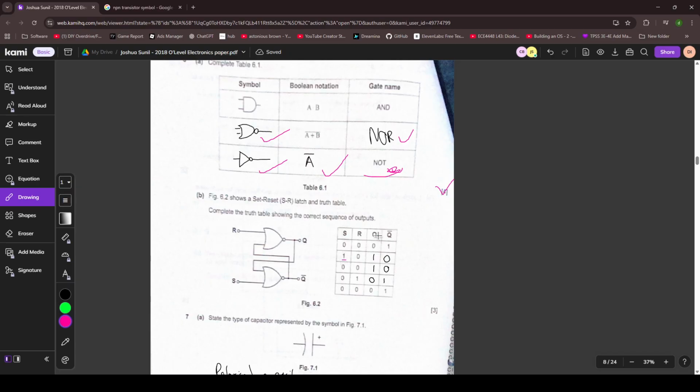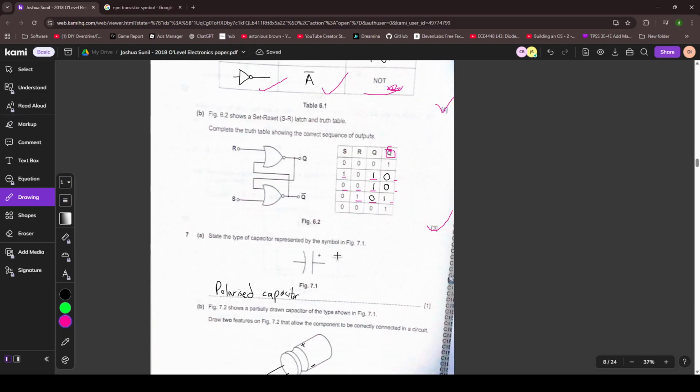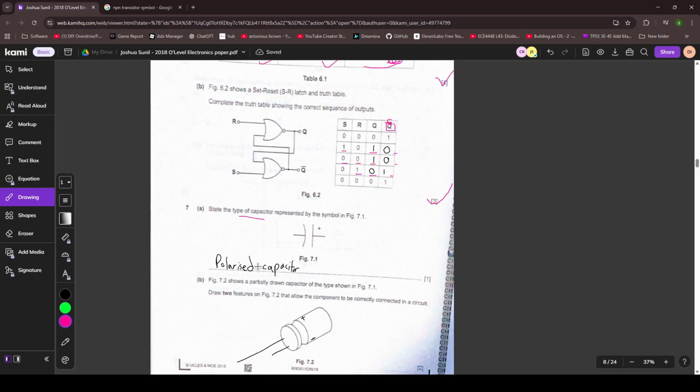So when you set, Q is high, and when both are nothing, that is the safe state, and when R is high, then Q is 0. Then Q bar is literally just the inverse of Q. So this is alright. State the type of capacitor represented by the symbol in here. The type of capacitor, yeah, polarized capacitor is good.